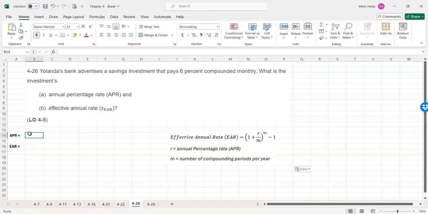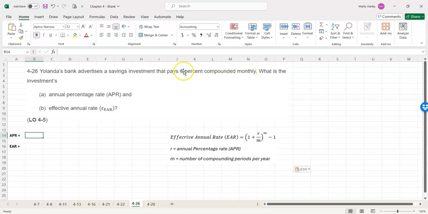Okay, this is problem 26 from chapter 4, CFIN7. It's an EAR, effective annual rate calculation. There's no APR to calculate because it's actually given here. So, Yolanda's bank advertises a savings investment that pays 6% compounded monthly.